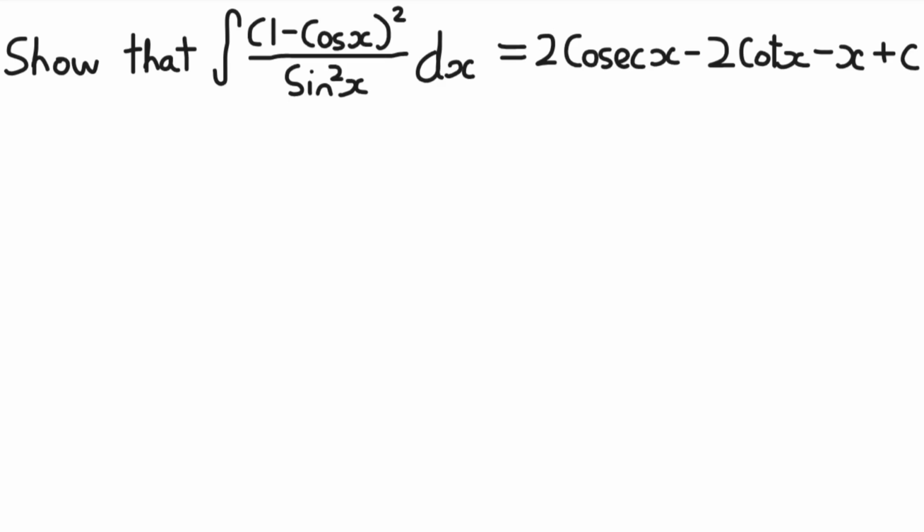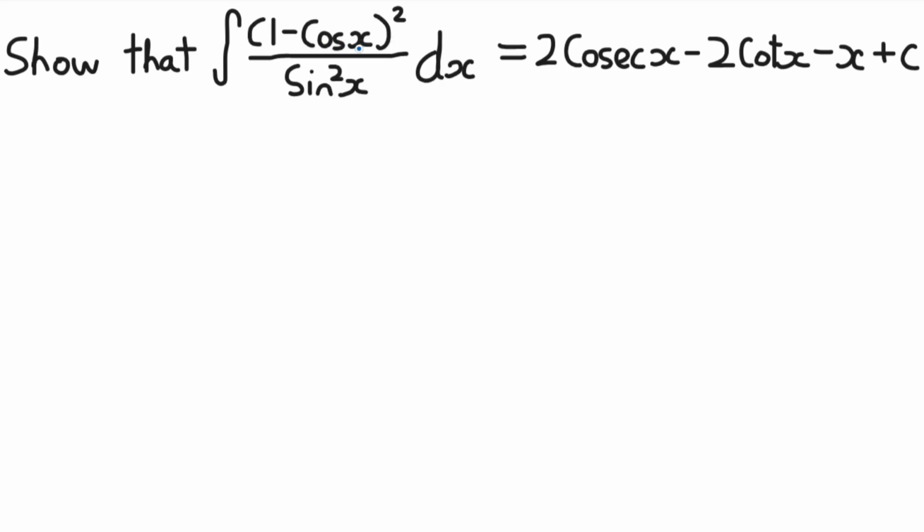Okay, so here's one final example where we need to use trig identities in order to simplify an integral. So here we need to show that the integral of (1 minus cos x) squared over sin squared of x like this here can be written in this form. Okay, so we need to integrate this here, and as we've got this bracket in the numerator squared like this here, it makes sense to expand this bracket to start off with.